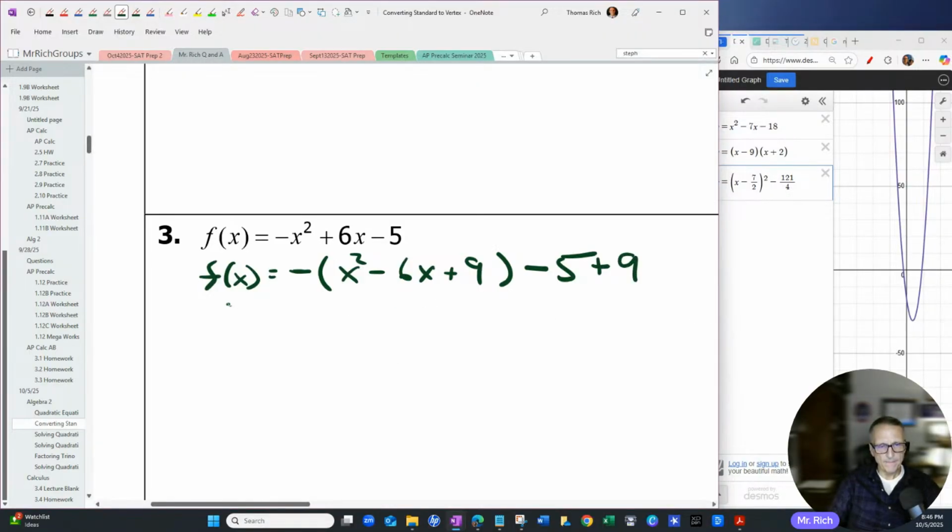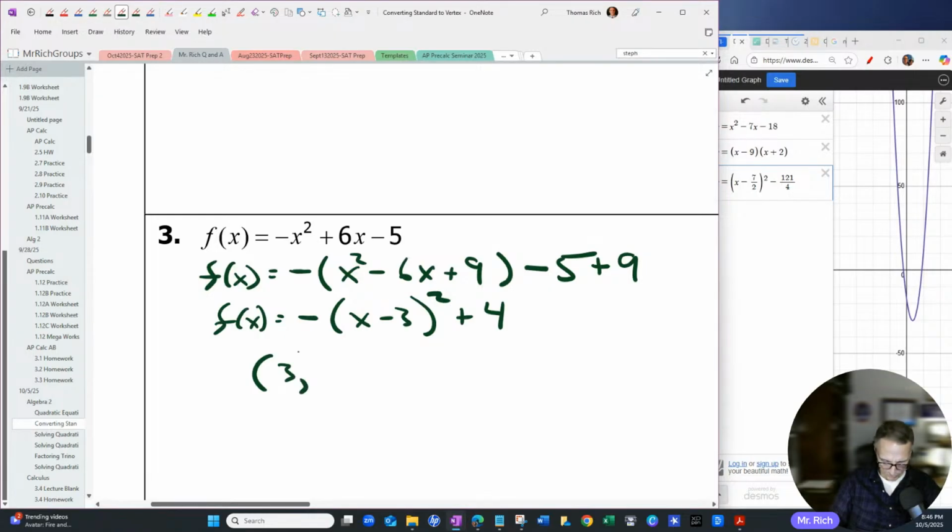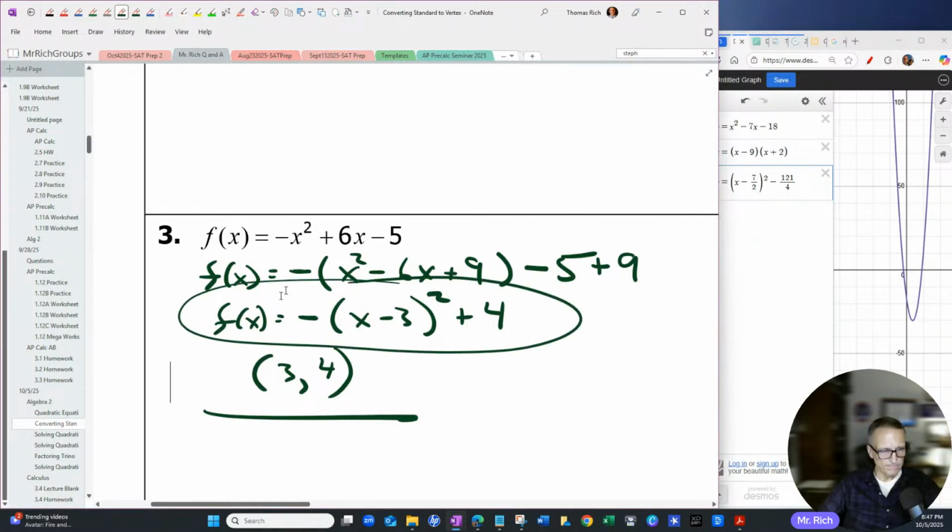So what does this look like? F of x is going to be equal to a negative, and I will factor this to be x minus 3 to the second power, and then plus 4 when I combine those two terms together. So that tells me that the vertex is going to be at (3, 4), like that. And there's my vertex, written in its vertex form right there.